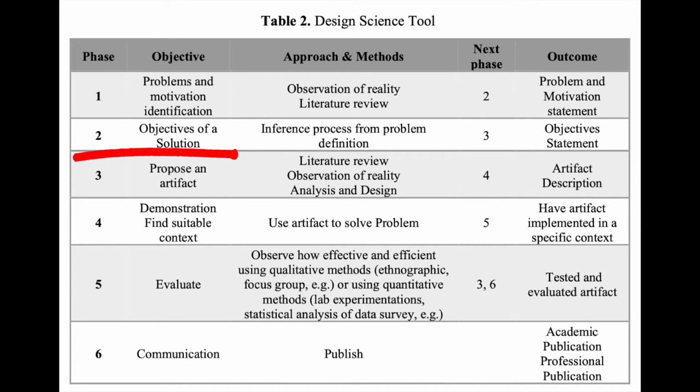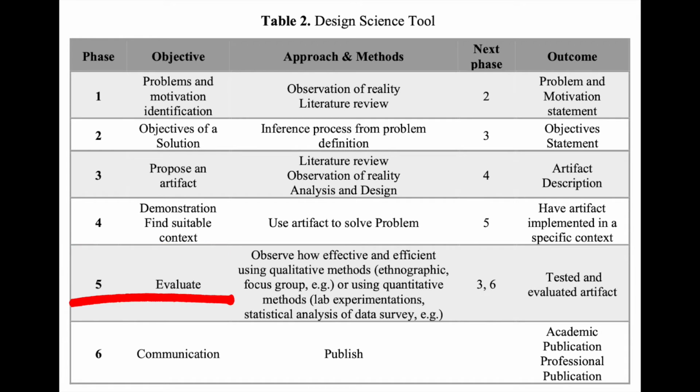Phase 2. The researcher infers the objective of a solution from the problem definition. Phase 3. In this activity, the researcher creates the artifact, such as a construct, model, method, or new property of a technical, social, or informational resource. Phase 4 is the demonstration of the artifact usage to solve one or more instances of the problem.